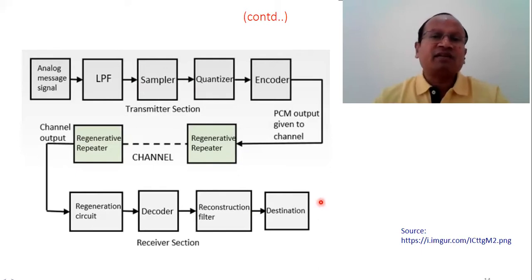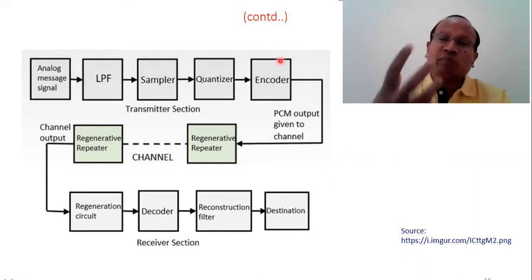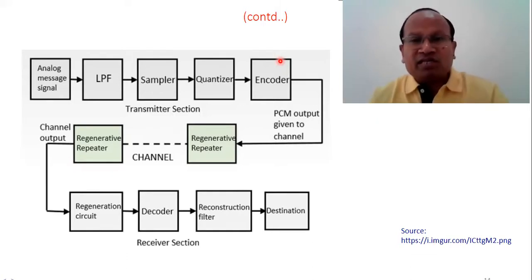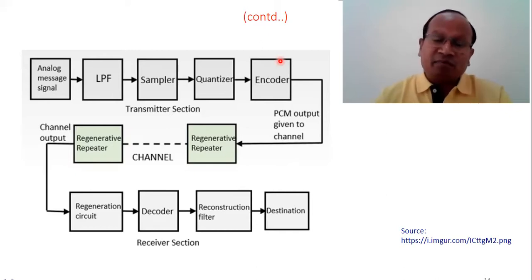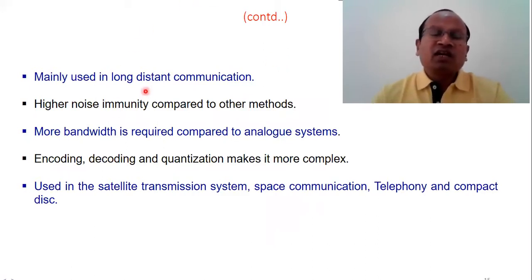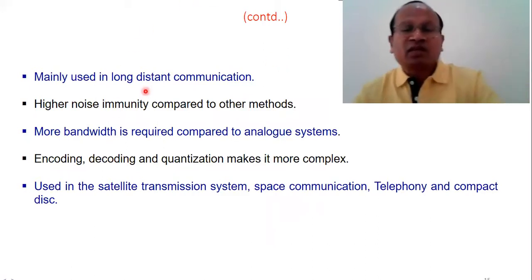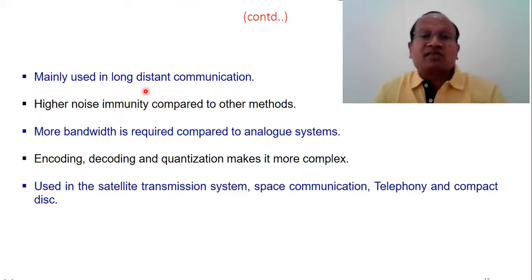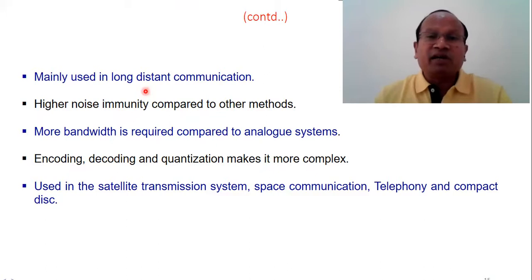So the signal is in the form of pulses, but those pulses have been assigned different codes. They are pulses, but they are represented by suitable codes, and are transmitted and received. PCM is mainly used in long distance digital communication systems. It has higher noise immunity compared to other methods. Noise immunity is high, but more bandwidth is required compared to an analog signal.